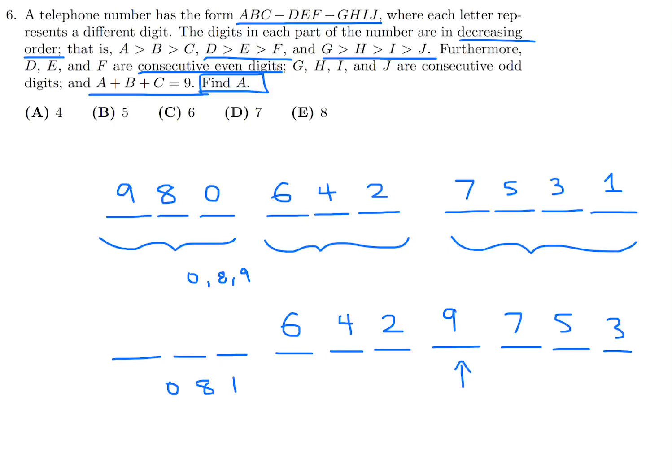So I have to put them in decreasing order. So 8, 1, 0. Are these three equal to 9? 8 plus 1 plus 0 is indeed equal to 9. So great, we got it. They want us to find A. A in this question is right there, 8. So the answer to number 6 is E.